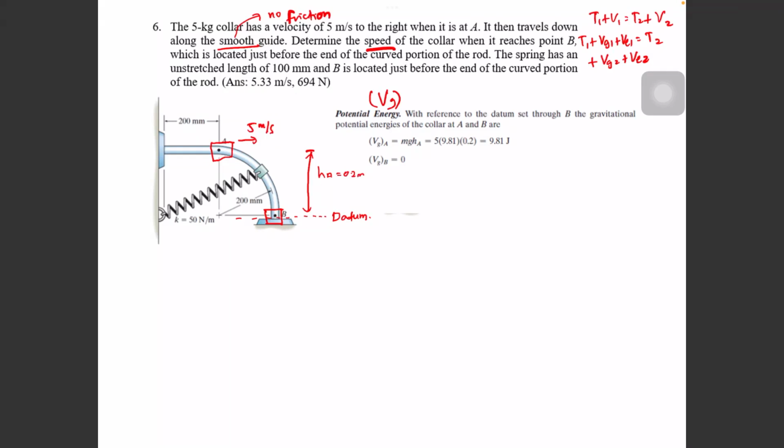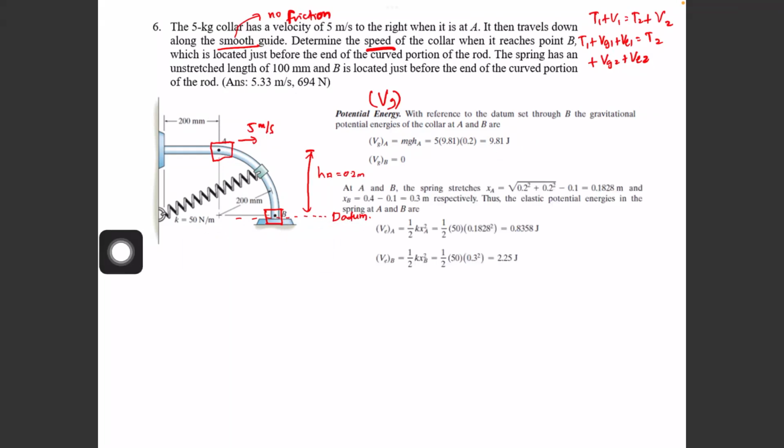And then we have V gravity at B. V gravity at B is 0 because it lies on the datum. Here is the datum, and here is also where we find VB. So this is 0, because its h is 0. Then this is the potential energy for gravity, and the next one is the elastic potential, this is VE.